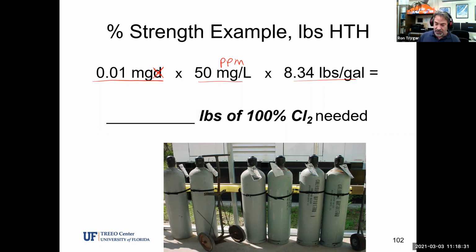So 0.01 times 50 times 8.34. So for this part of the calculation, I came up with 4.17 pounds of actual 100% real chlorine that would be necessary to do the job of disinfecting 10,000 gallons of water main to a 50 part per million dose. So that's how many pounds of 100% real chlorine. But we're not using 100% real chlorine. The question told us that we were using 65% available dry chemical known as HTH. So let's go to the next slide.